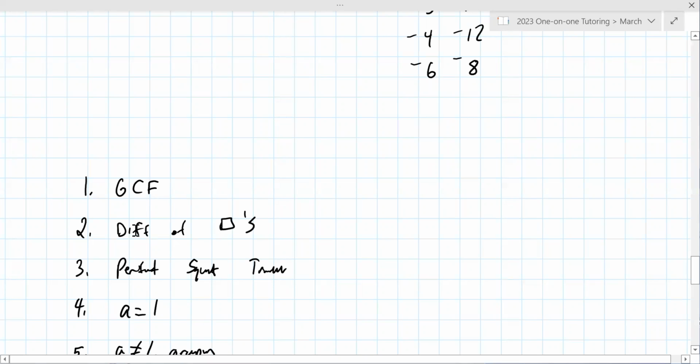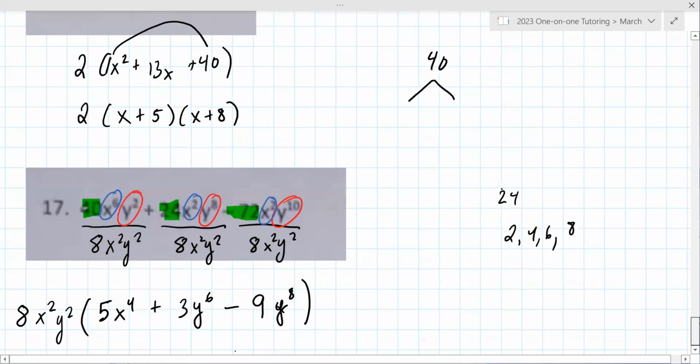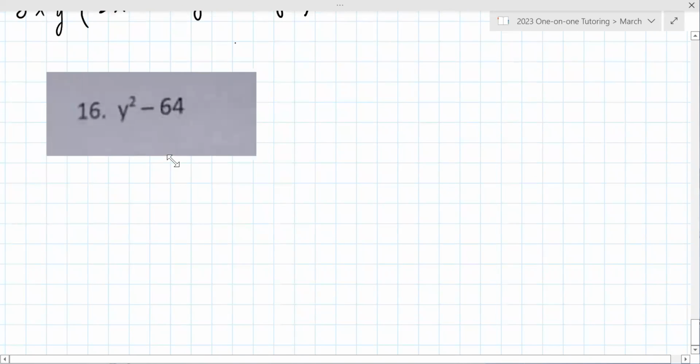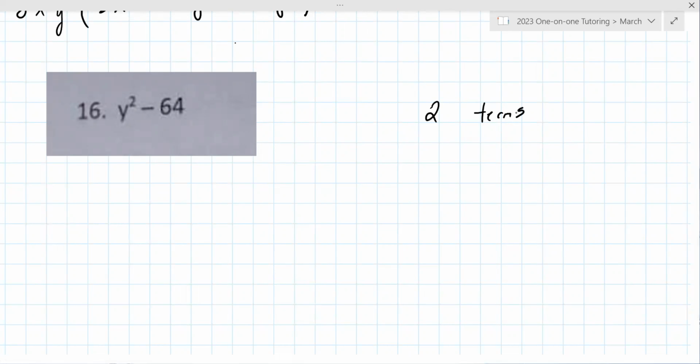Okay, so number 16. 16 is a difference of squares. So we'll look at that here. How do I know that? It's got two terms. That's one of the giveaways. You were asking me earlier if it's 4 terms, is it a grouping problem? Yeah, it is. 2 terms is almost always difference of squares.